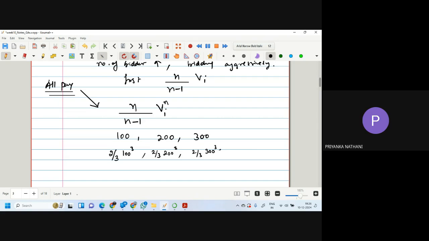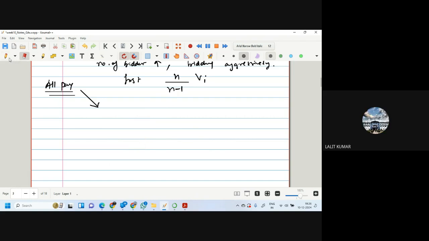This will be very huge numbers, yes. Everybody will end up paying, and the auctioneer will keep on making money if people keep paying like that. So that is the bidding part here.